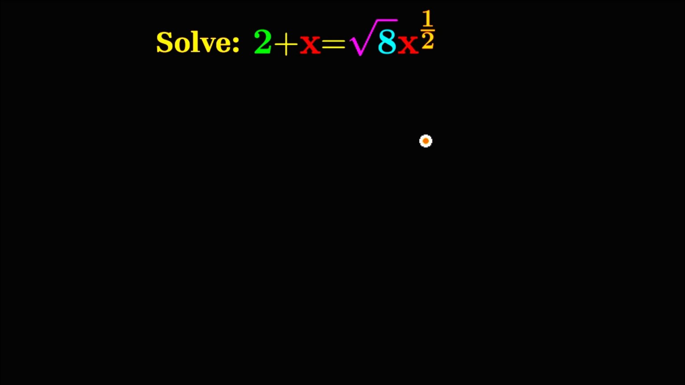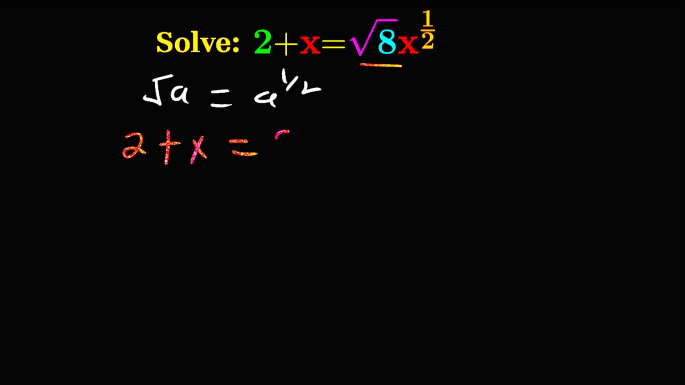So the first thing, you're going to write the root of 8 as an index using the laws of indices. Remember, according to the laws of indices, the root of a number a is the same as that number raised to the power half. So we can write our equation as 2 plus x is equal to 8 to the power half times x to the power half. So we can combine the right hand side of the equation using laws of indices again.